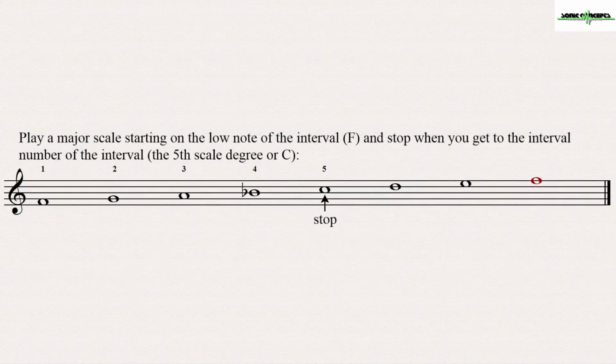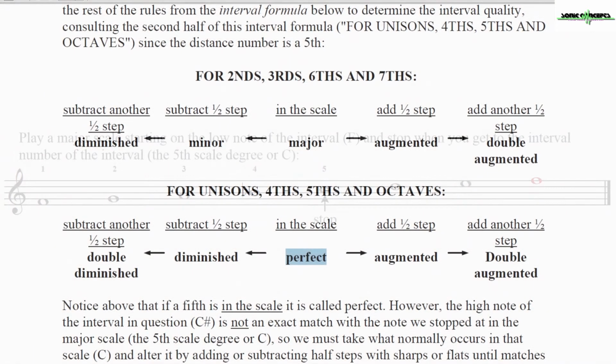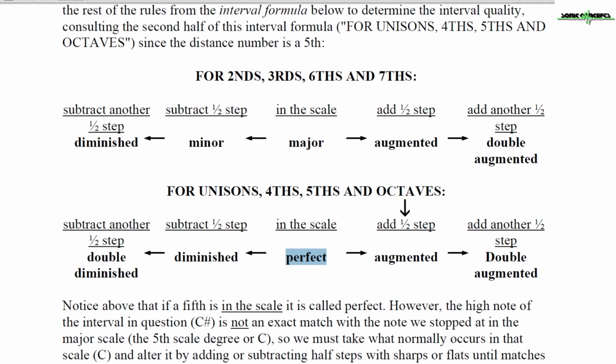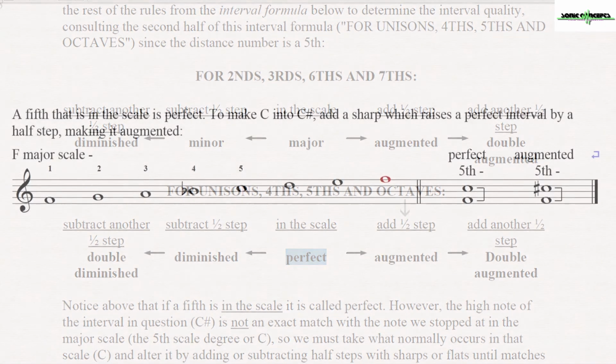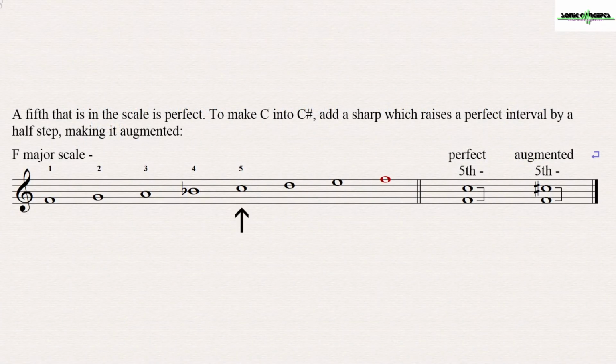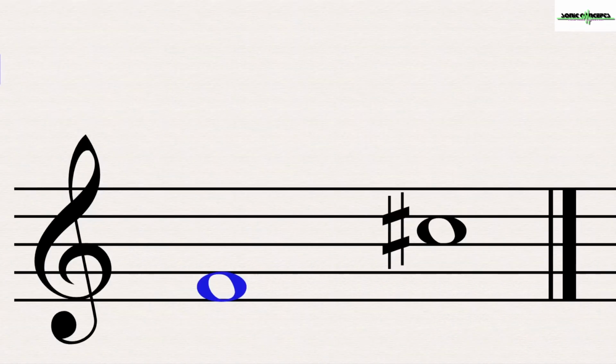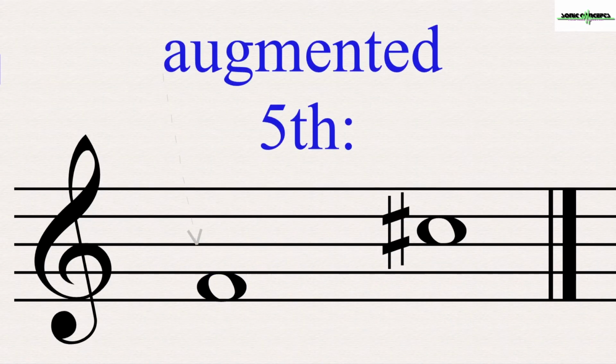In this instance, we must add a sharp to C to match the C sharp in the interval in question, thereby adding a half step higher to C, turning it into C sharp or an augmented fifth according to the formula. When a sharp is added to C, it increases the distance from the low note of the interval, F, to the high note by a half step. This changes a perfect fifth to an augmented fifth. The interval in question then is an augmented fifth.